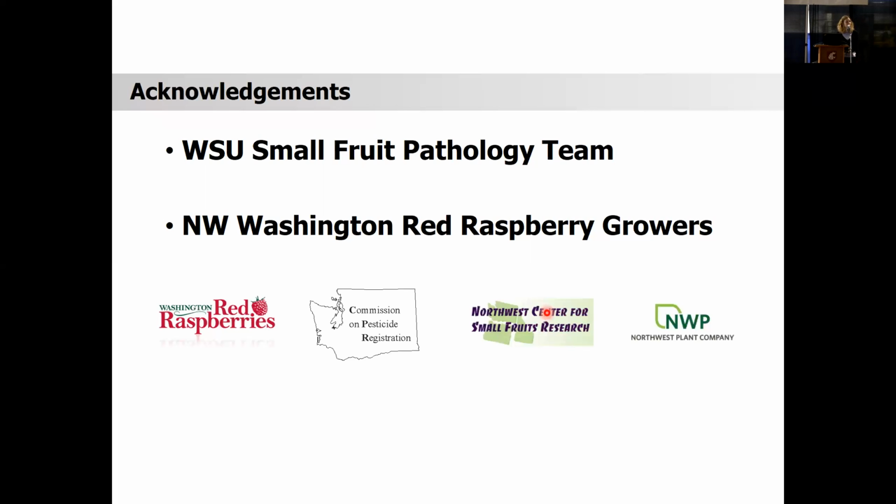So the question is, what's the effect of weather on colonization? We monitored weather over 2015 and 2016, and as you may remember, 2015 was much drier and hotter than 2016. And I can say that both temperature and moisture do affect the infection by Botrytis.